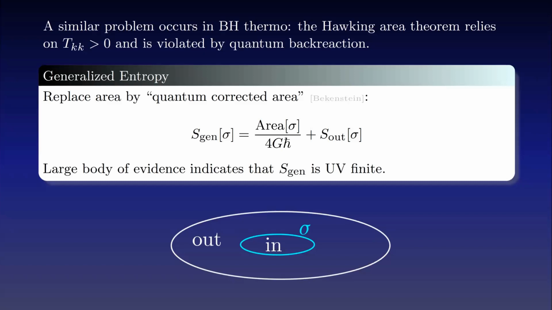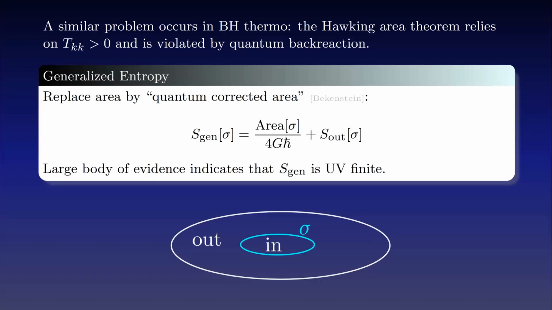There is nothing for it but to collapse in deepest humiliation. So to avoid the collapse of general relativity in deepest humiliation, no less, Jacob Bekenstein proposed that instead of just taking the area increase as the statement of the second law, you replace it with a quantum corrected area, which is this generalized entropy.